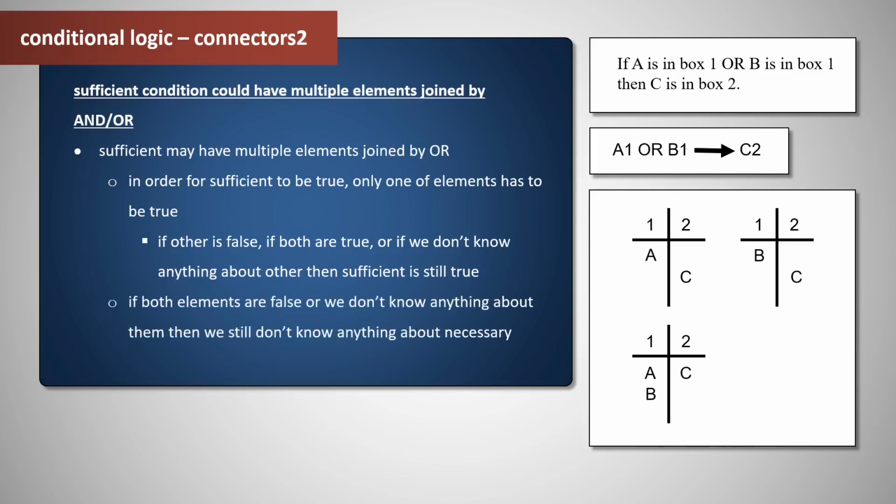If both elements are false, or we don't know anything about them, then we still don't know anything about the necessary. So if we have a situation where we've got A and B over on the right, that does not necessarily mean that C cannot be in 2. Remember, that just tells you that this conditional has not been activated. It's activated if A or B are in 1. If they're both in 2, then it's not activated. But it does not mean that it's false. It does not mean that the necessary condition is also false. Okay.